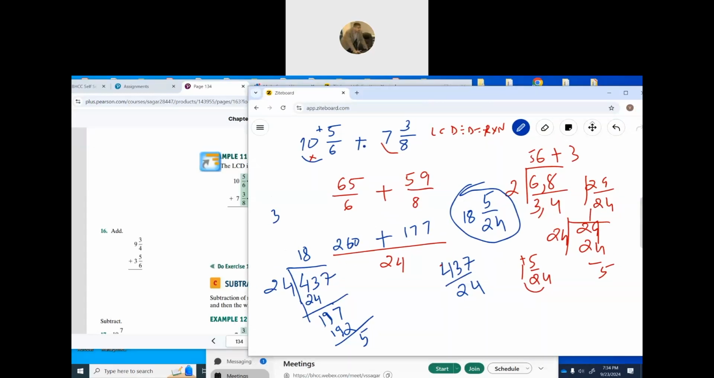Now, if this is a minus sign here, if instead of plus we have a minus, all we have to do is exactly the same thing, minus, minus. This is also going to be minus. LCD, everything is going to be the same. So then the final answer is going to be 260 minus 177, which is what?